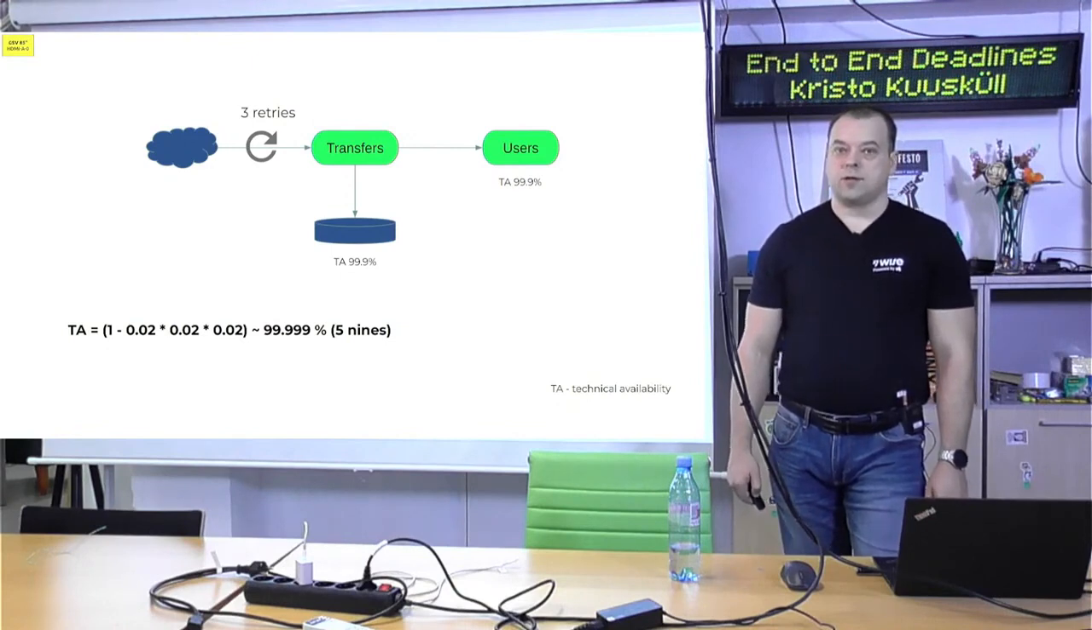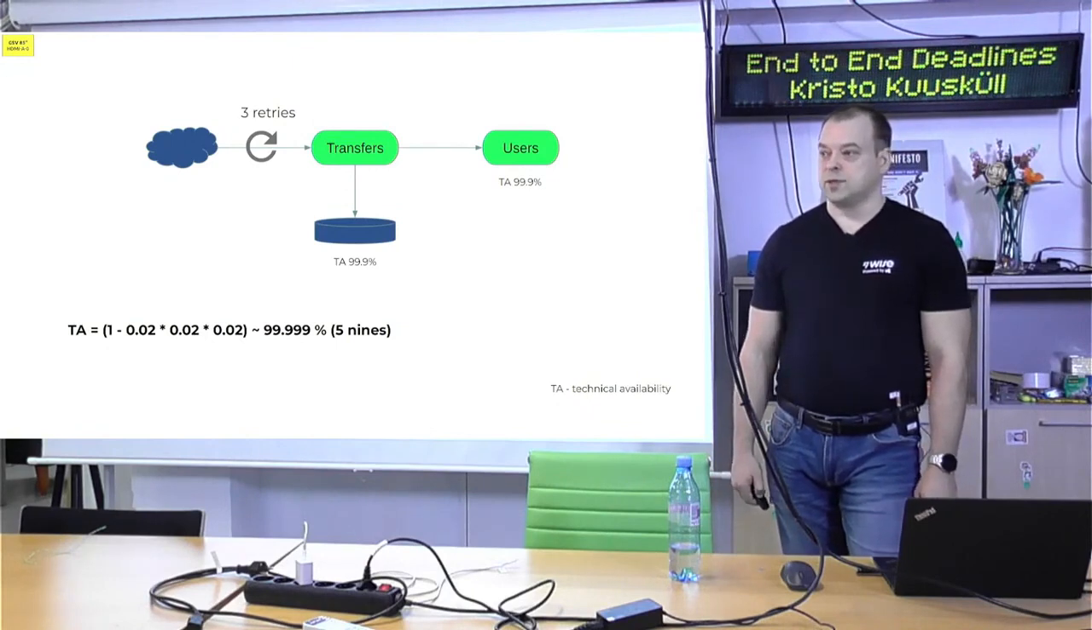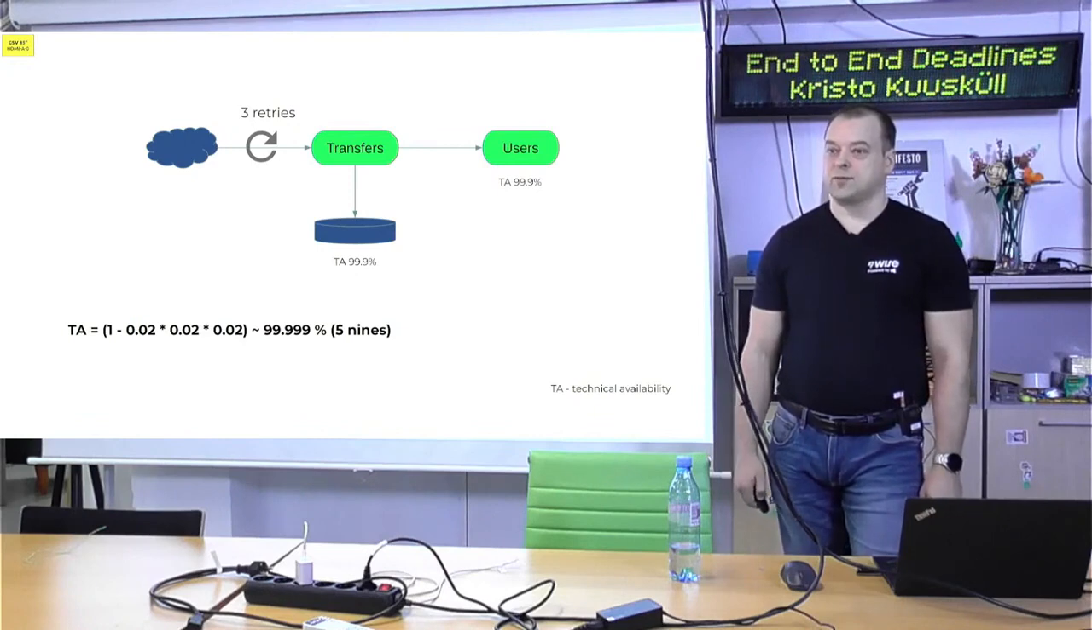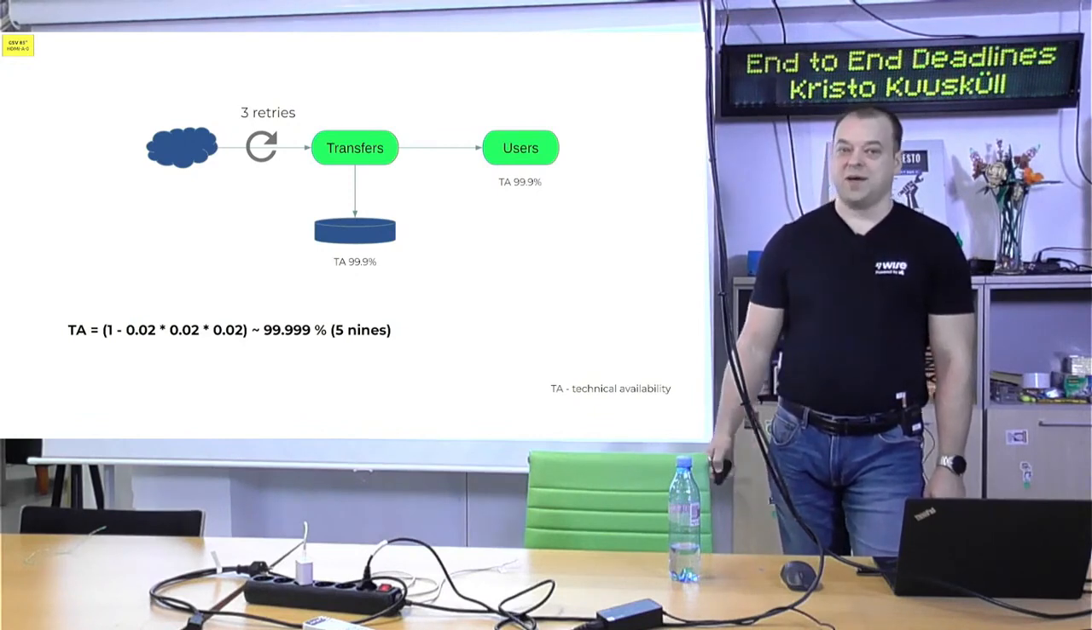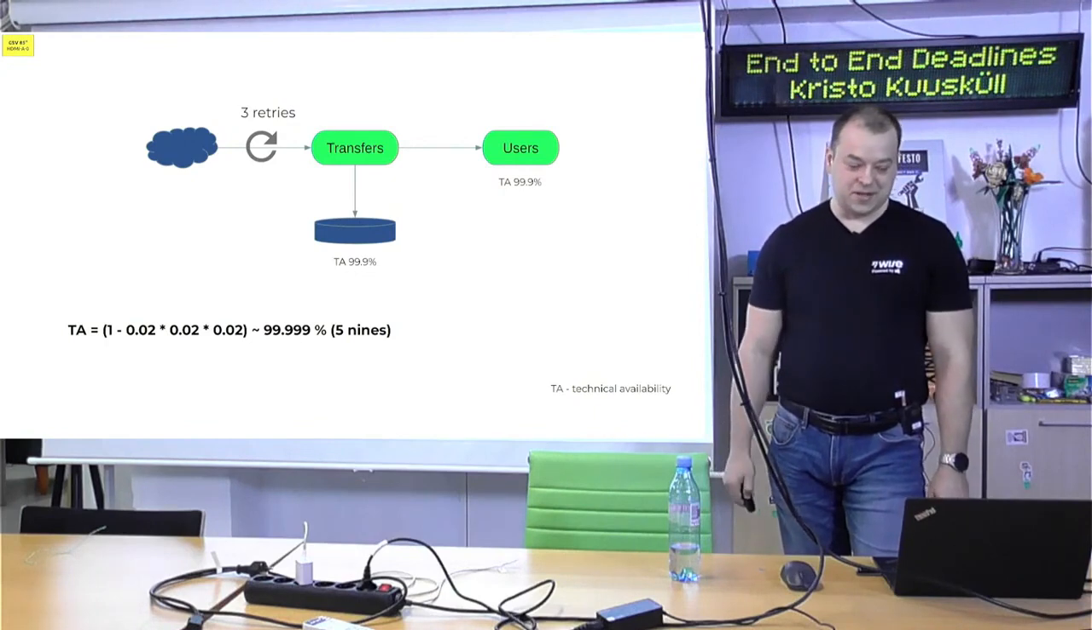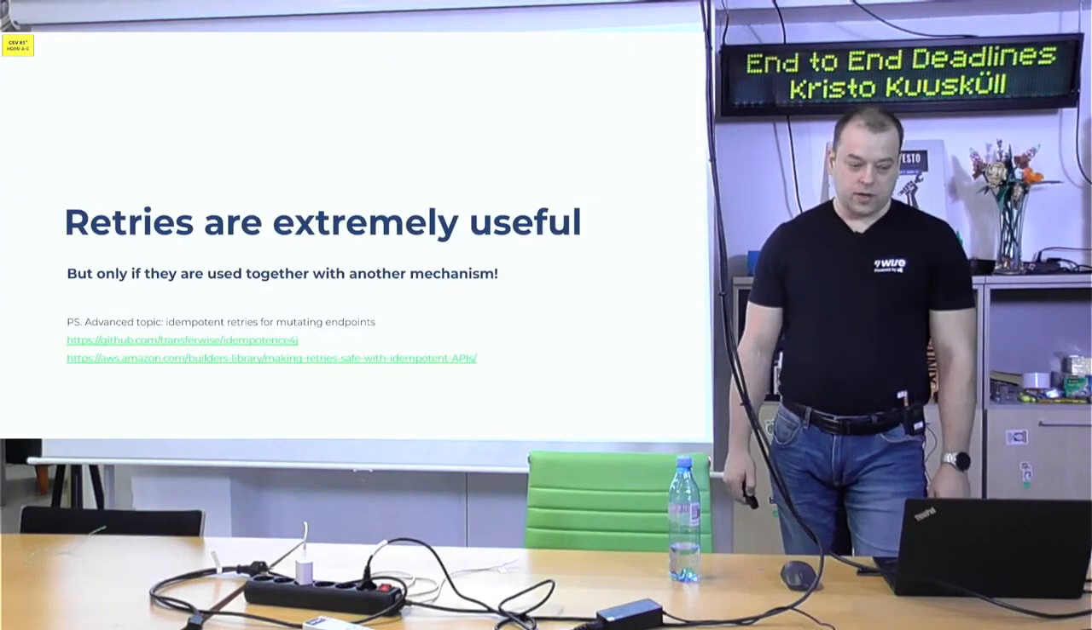Something every engineer should know about why components cannot be built as bulletproof is the distributed computing fallacies. Everyone can later search for those and understand what they are. One is very funny, but you'll see if you search. So retries are extremely useful.